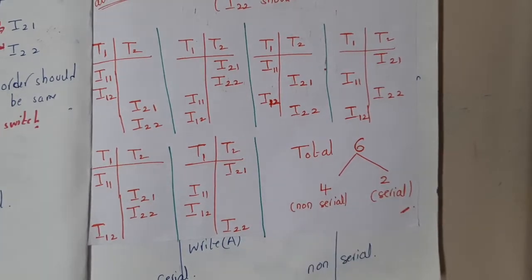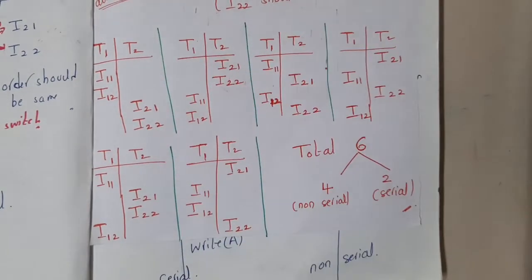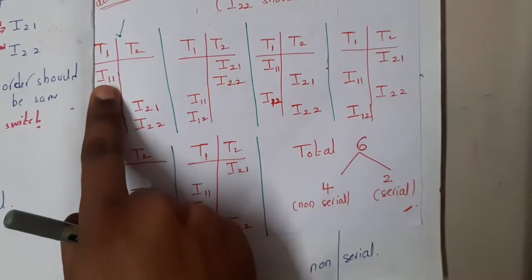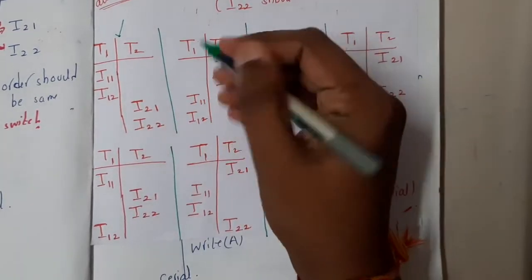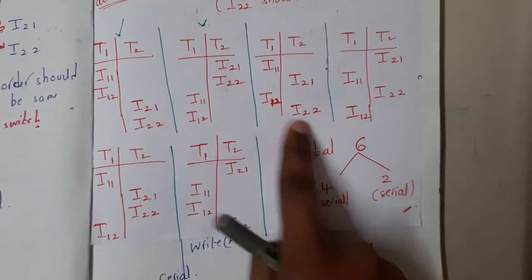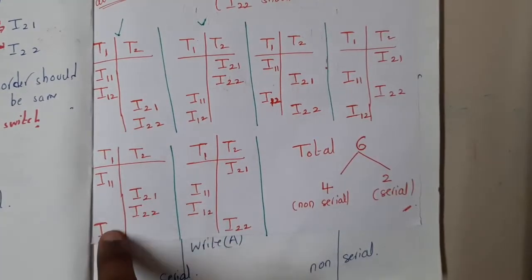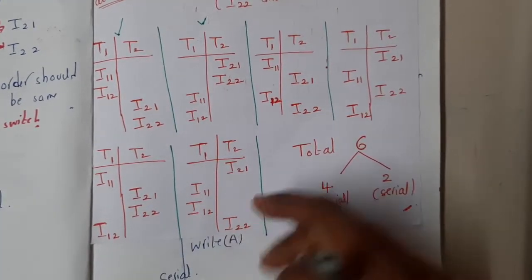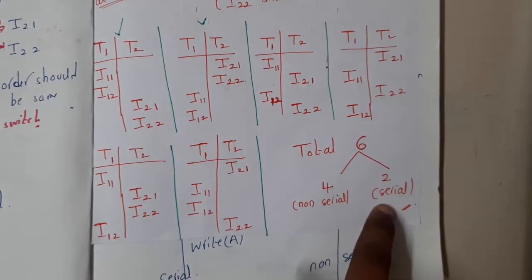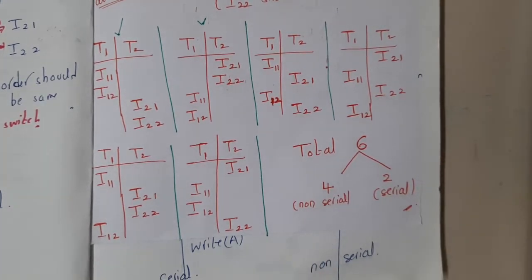Now observe and let me know which are serial and which are non-serial, guys. This is serial, because T1 executed first, then T2. This is also serial because T2 executed first, then T1. This is non-serial because they are mixing up. This is non-serial because they are mixing up. This is non-serial because they are mixing up. This is non-serial because they are mixing up. So indirectly we have 4 non-serial and 2 serial. Now I hope everyone is getting at least some basic idea, right?